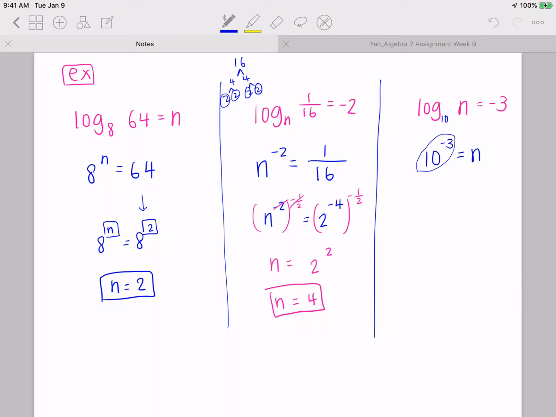10 to the -3, if I rewrite it, it will be 1 over 10 to the third power equals n. And 10 to the third power is 1 with 3 zeros. And it's 1 over that. So that's my final answer.